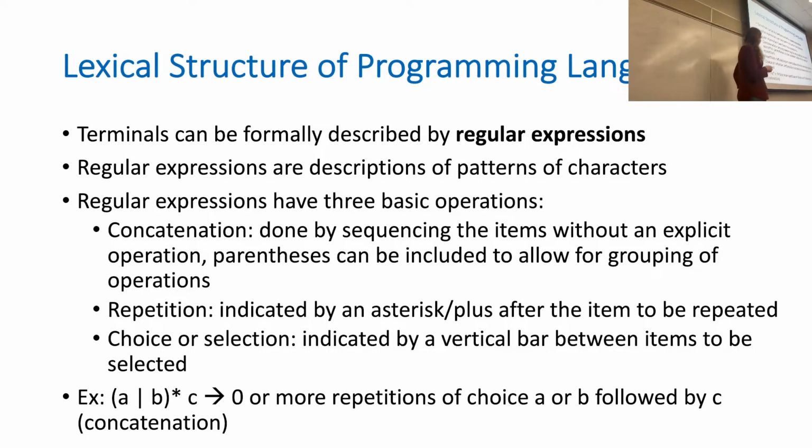So if we have something like parentheses A, pipe B, close parentheses, asterisk C, what we're basically saying is that there will be 0 or more repetitions of A or B. Okay? So we can have 0 or more A's or B's, and any combination of that will match this regex, so long as it's followed by a C. And that C always needs to be there. Okay? So those are the main three things you can do with regexes: concatenation, repetition, and choice or selection.